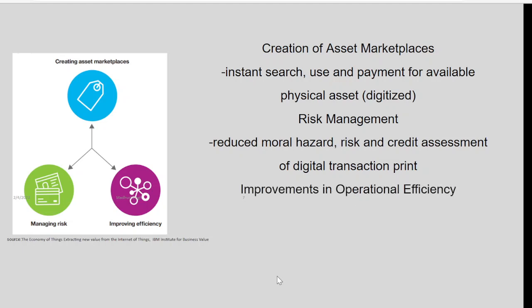The last pillar is improvements in operational efficiency. The highlights of this pillar, or this vector, are reduced supervision, transportation, and marketing cost. Supervision cost, transportation cost, and marketing cost will be saved if we were to use Internet of Things and develop business models around Internet of Things.